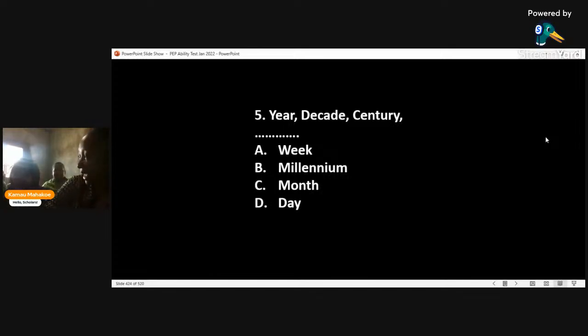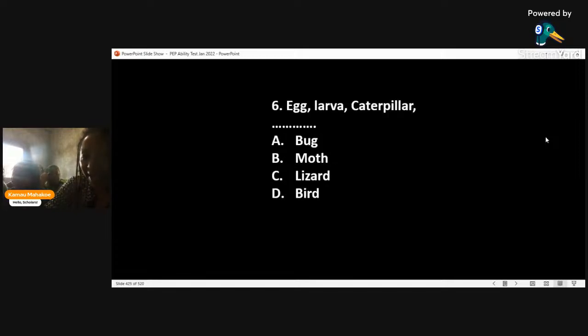Year, decade, century. Millennium. Suppose somebody put the egg, larva, caterpillar. Moth. You were looking for butterfly, right? Yes. But remember the moth also comes from the caterpillar.